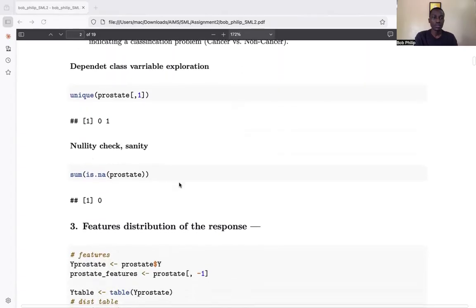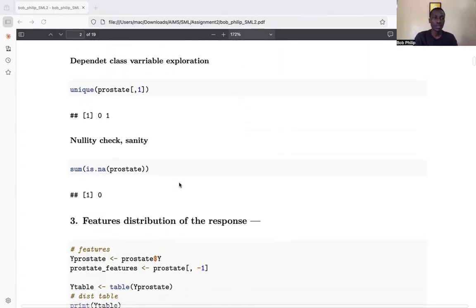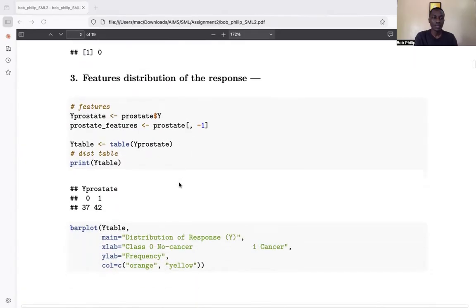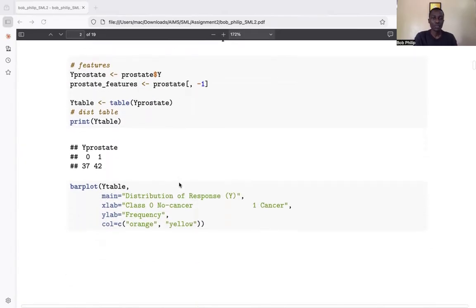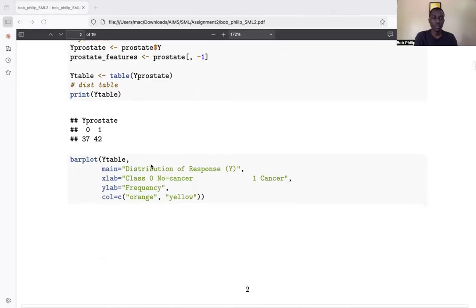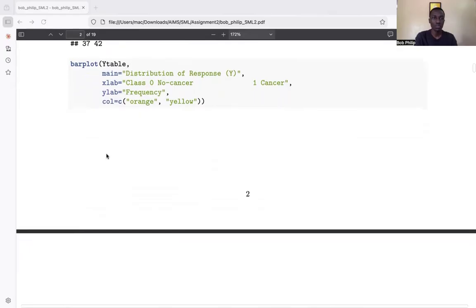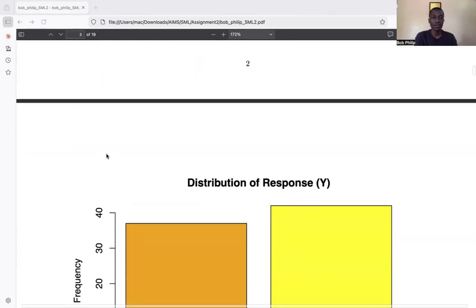Looking at the dependent variable, it has classes of 0 and 1. As we look into this data, we've already seen that there is a problem. It is too sparse, and most of our learning algorithms may have problems. The distribution of the y variable is well distributed, 37 and 42, which is rather good. We don't expect bias.